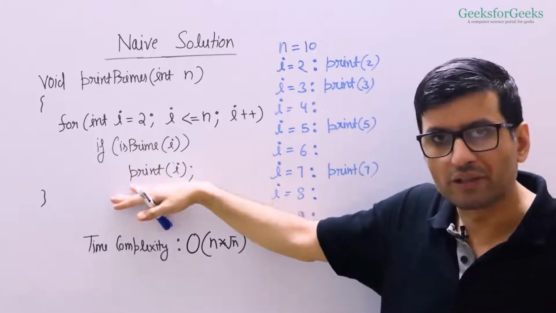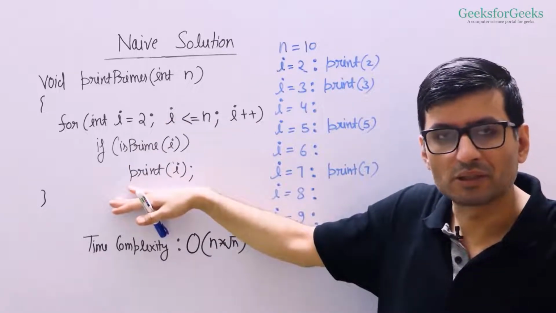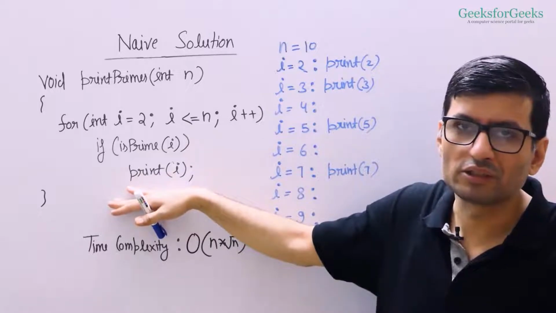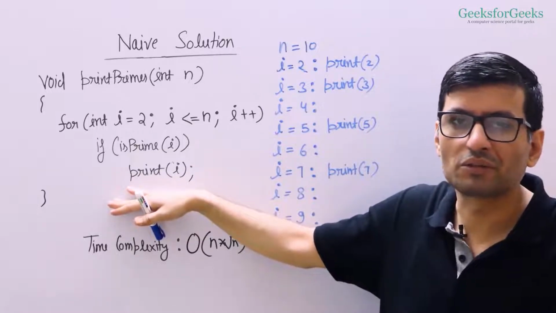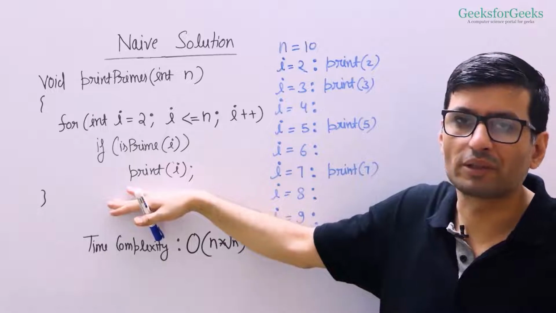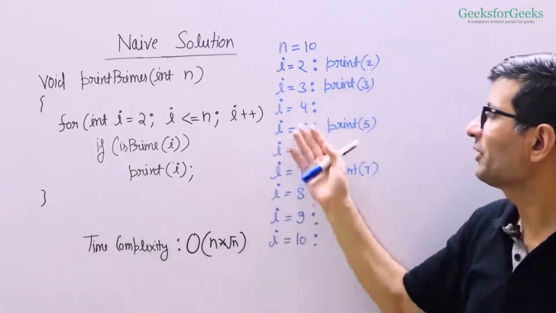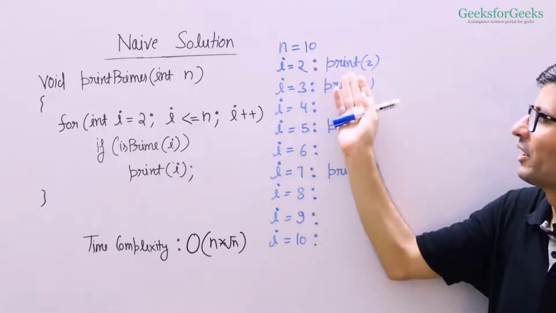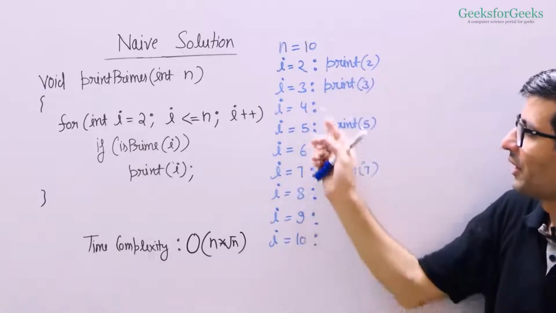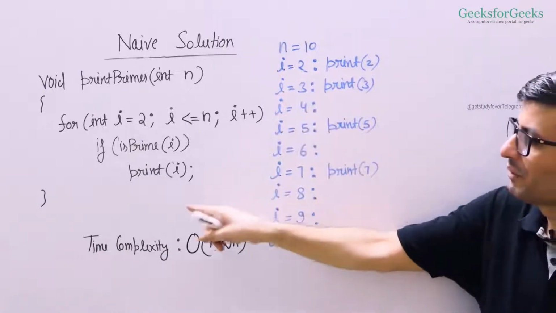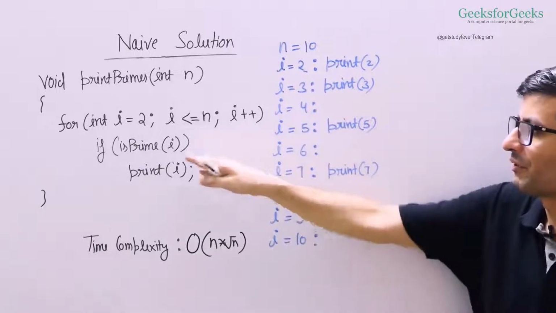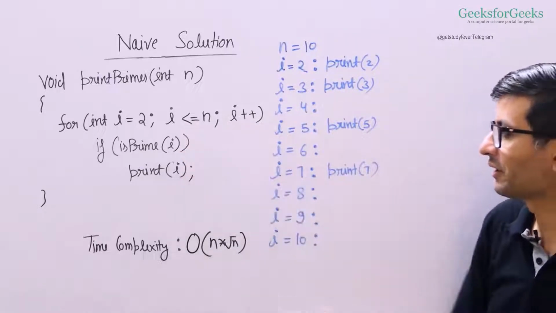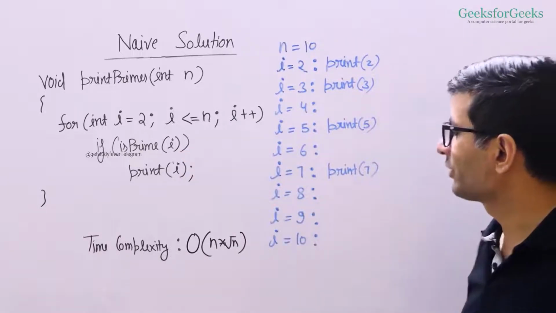Here I have written print. So if you're programming in C++, you can replace print with cout, and if you're programming in Java, you can replace it with System.out.print. So what we do here, for example, if n is 10, we'll run a loop from 2 to 10, and every number which is prime will be printed because we are calling isPrime for every number, and if the number is prime, we print it. So we'll get 2, 3, 5, 7 on the screen.